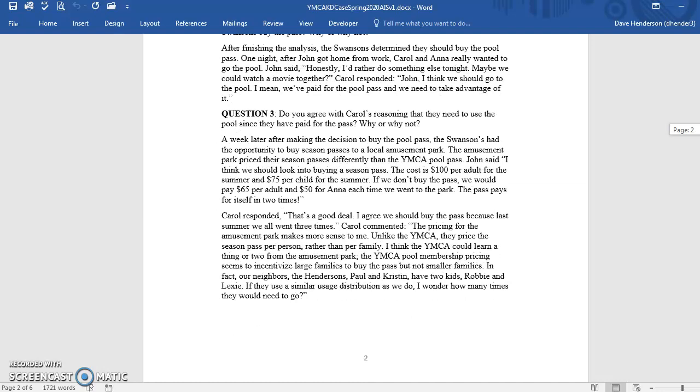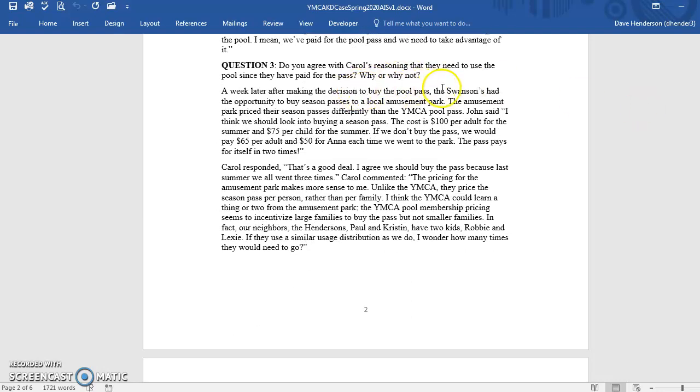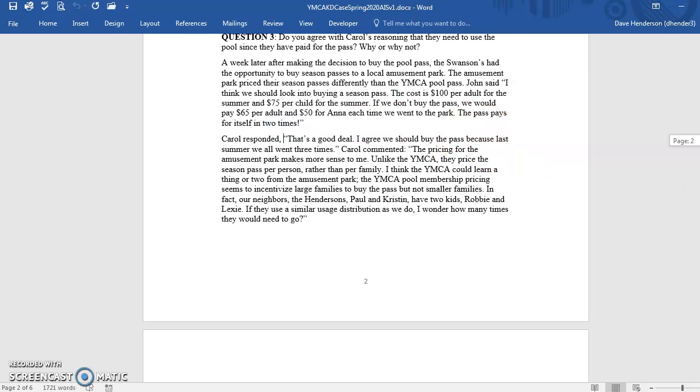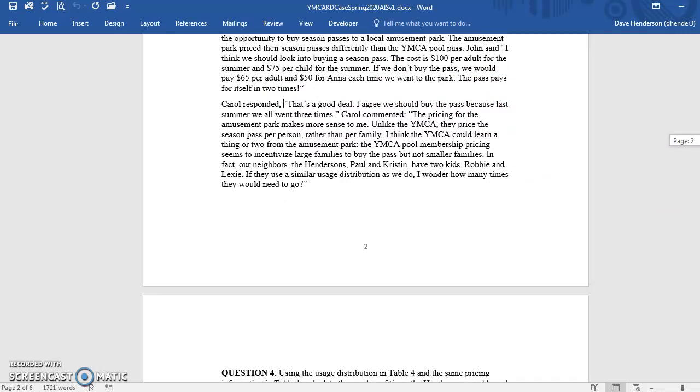Why or why not? A week later, after making the decision to buy the pass, the Swansons had the opportunity to buy season passes to a local amusement park. The amusement park priced their season passes differently than the Y. John said, "I think we should look into buying the season pass. The cost is $100 per adult for the entire summer, $75 per child for the entire summer. If we don't buy the pass, we would pay $65 per adult and $50 for Anna, our child, each time she went to the park. The pass pays for itself in 2 times." Carol responded, "That's a good deal. I agree that we should buy the pass because last summer we all went about 3 times."